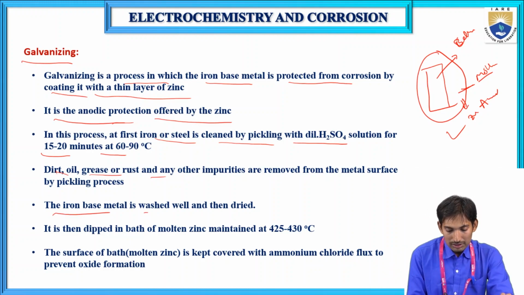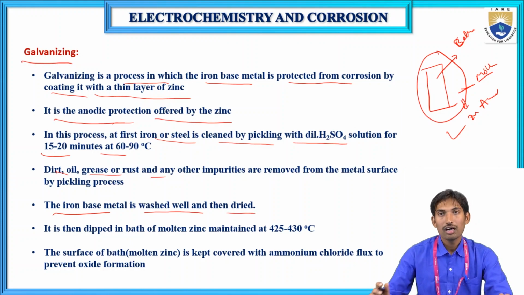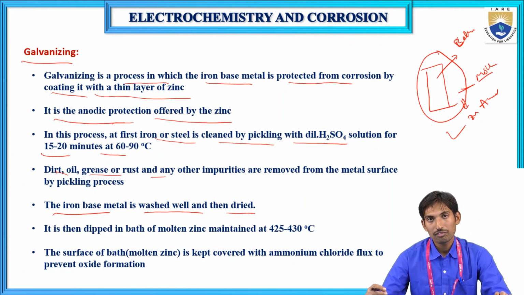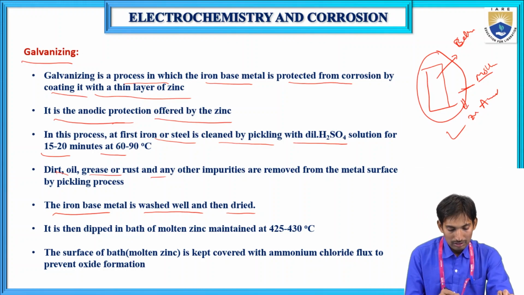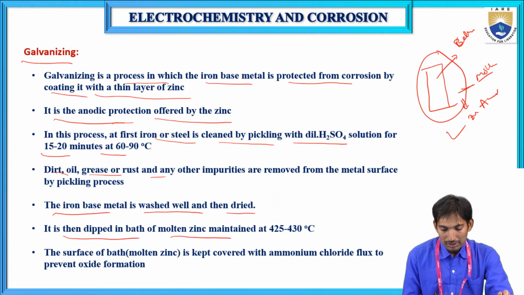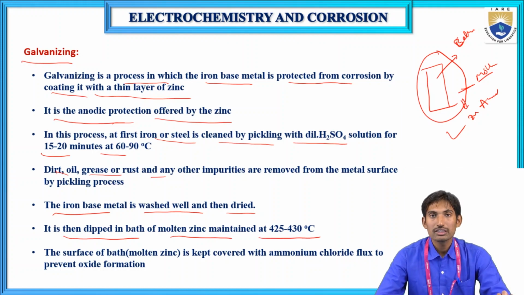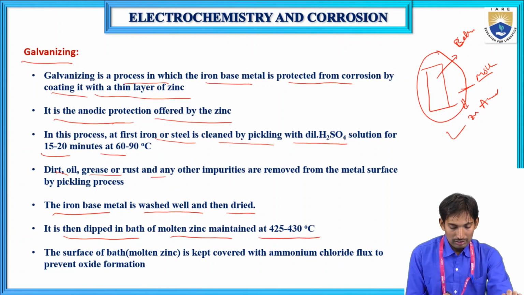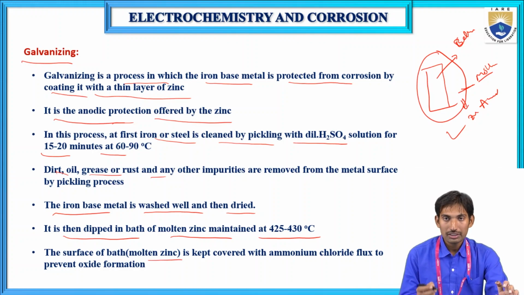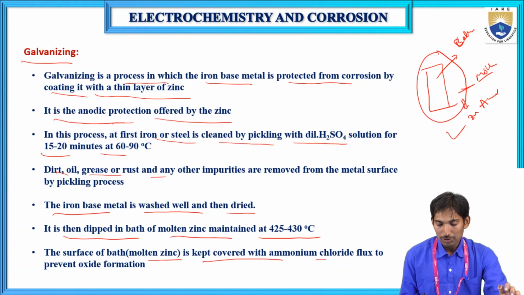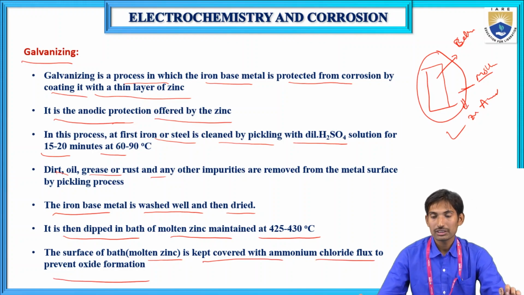The iron base metal is washed well and then dried. After pickling, we have to wash with water and then dry our base metal. It is then dipped in a bath of molten zinc maintained at 425 to 430 degrees centigrade. In this step, what do we have to do? The zinc metal will convert into molten state at 425 to 430 degrees centigrade. The surface of the bath, meaning molten zinc, is kept covered with ammonium chloride flux to prevent oxide formation.